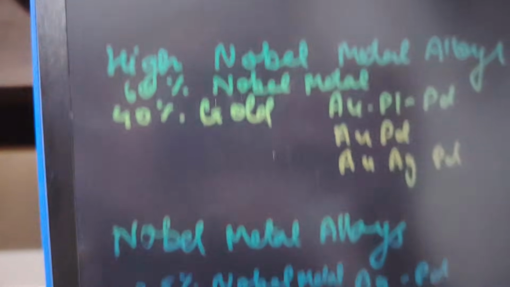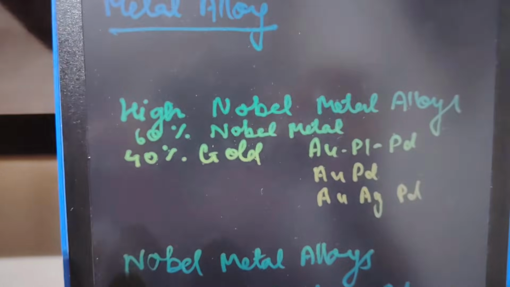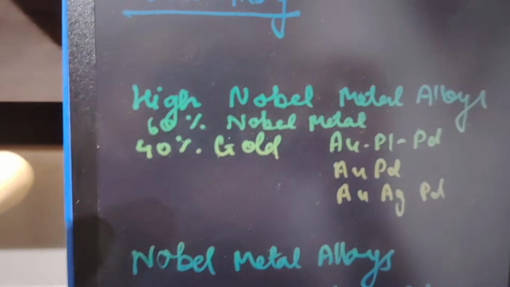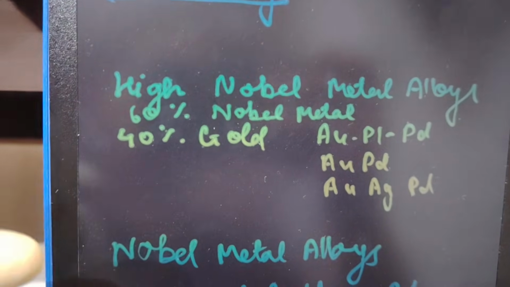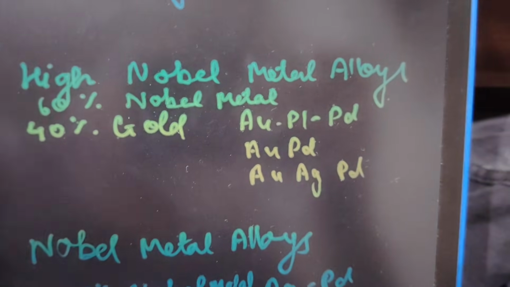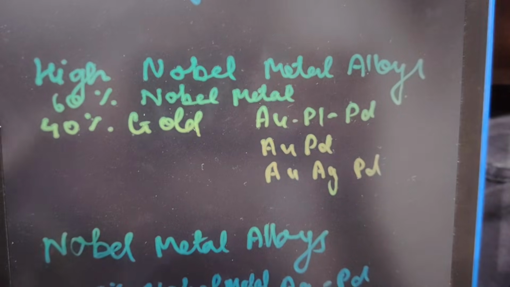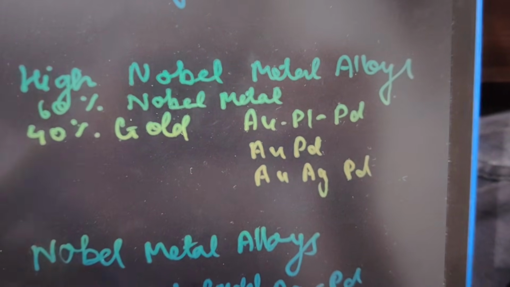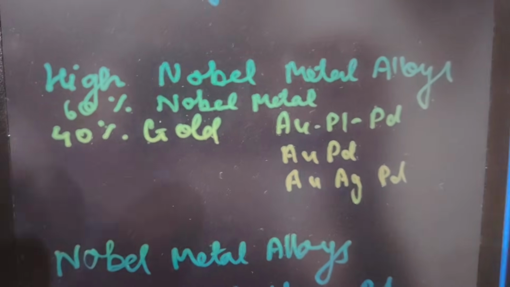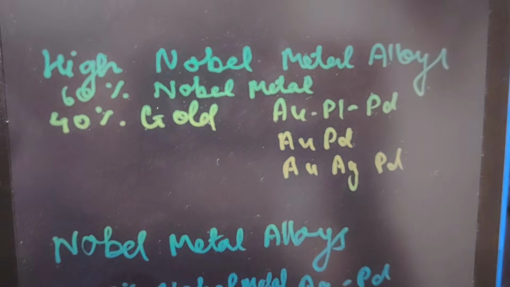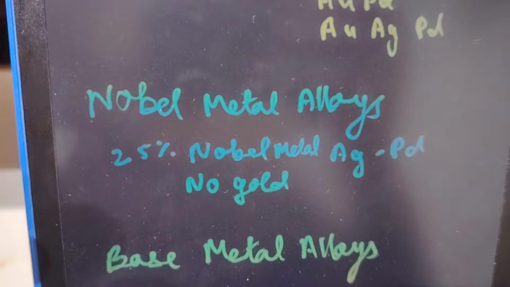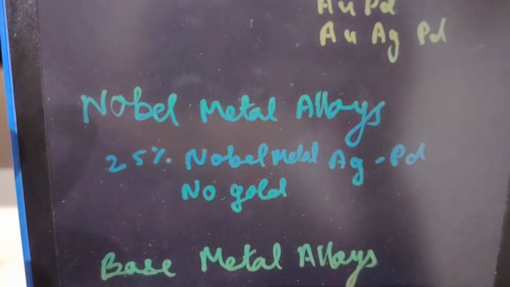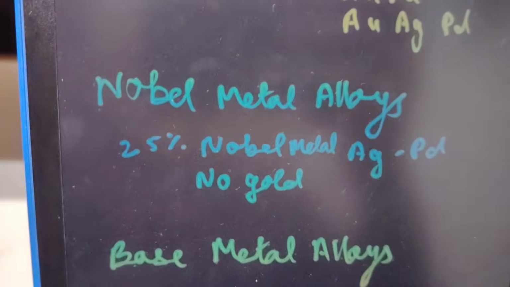There are three kinds of metal alloys that you can use. First is the high noble metal alloys that contain 60% noble metal and 40% gold. There are three varieties: one is gold, platinum, palladium; second is gold, palladium; and third is gold, silver, and palladium. Second is the noble metal alloys that contain 25% noble metal, for example silver, palladium, and there's no gold in it.